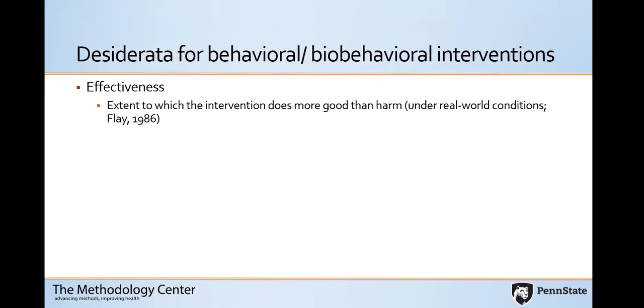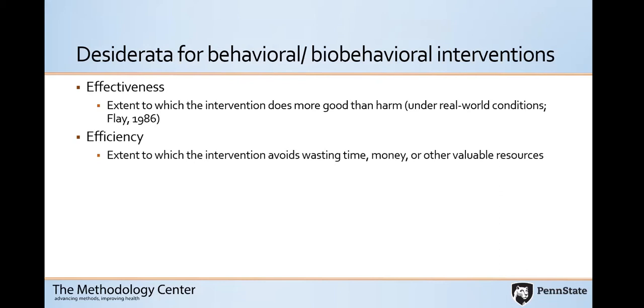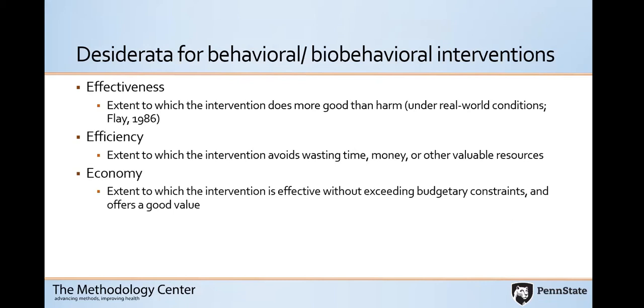So effectiveness is an important goal for interventions, but there's three others that don't get talked about as much that I think are very important. First one is efficiency, the extent to which the intervention avoids wasting time, money, or any other valuable resources. A second closely related one is economy. This is the extent to which the intervention is effective, but doesn't exceed whatever budgetary constraints might be operating and offers a good value.